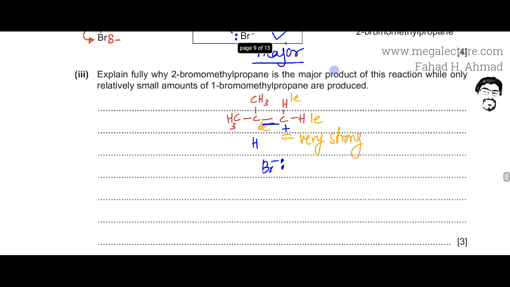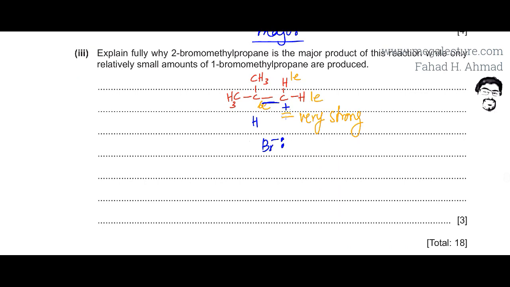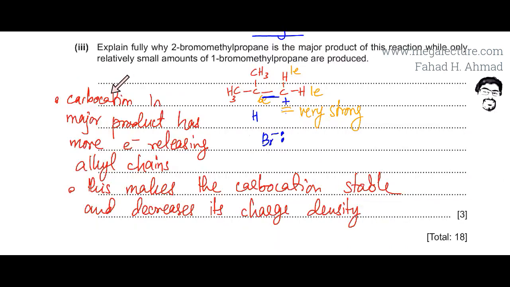So what you're going to write as an explanation is, the final answer is that the carbocation in the major product has more electron-releasing alkyl chains, and this makes the carbocation stable and decreases its charge density, its positive charge density. So the positive charge on the carbocation decreases in strength and makes it more stable.